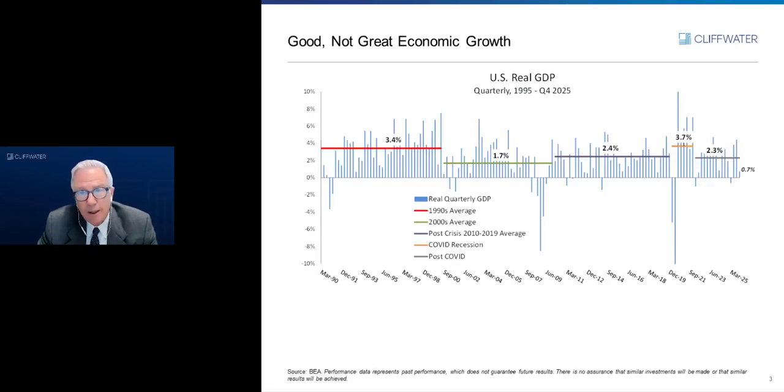On slide 3, basically, the economy is good, not great. We've had pretty solid economic growth post-COVID, 2.3% per year. It's been volatile. Obviously, it's been a volatile time in Washington. A lot of different things going on, but overall, the economy keeps moving forward.